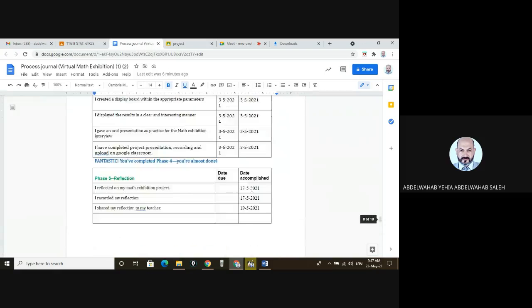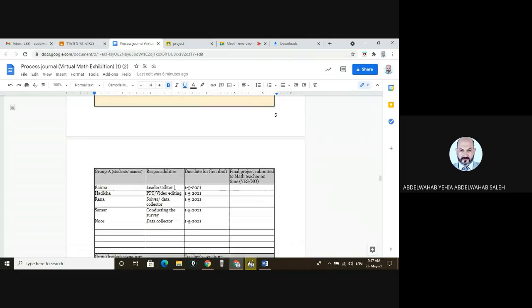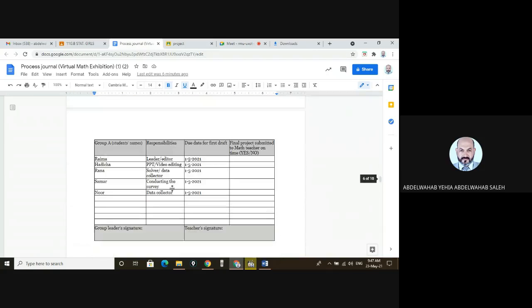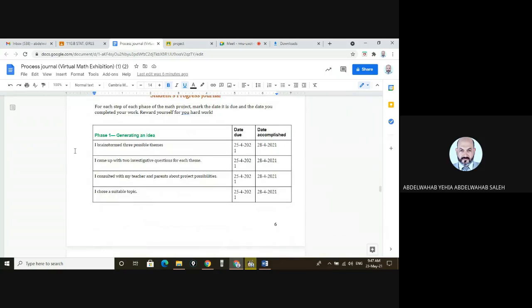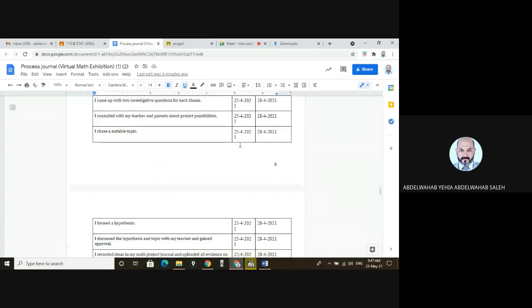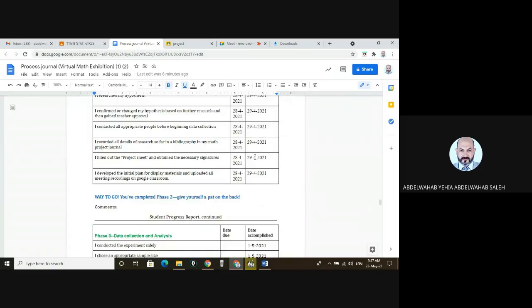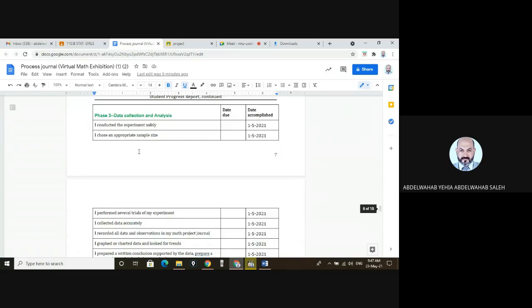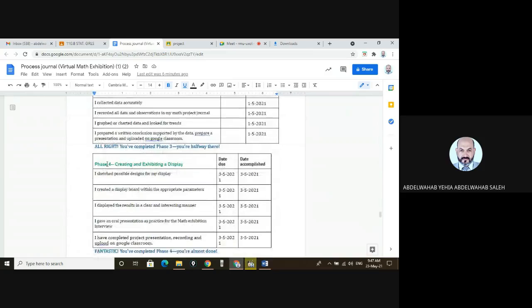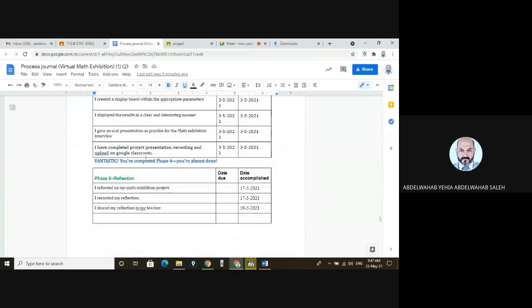I think here also we have the phases, phase by phase. They working here. I think that's dates for the procedure of the work. Here in phase number one, they have 6 phases to work on. Phase number 2 also with the dates, and phase number 3 that's I think related to the presentation. Okay, that's about it.